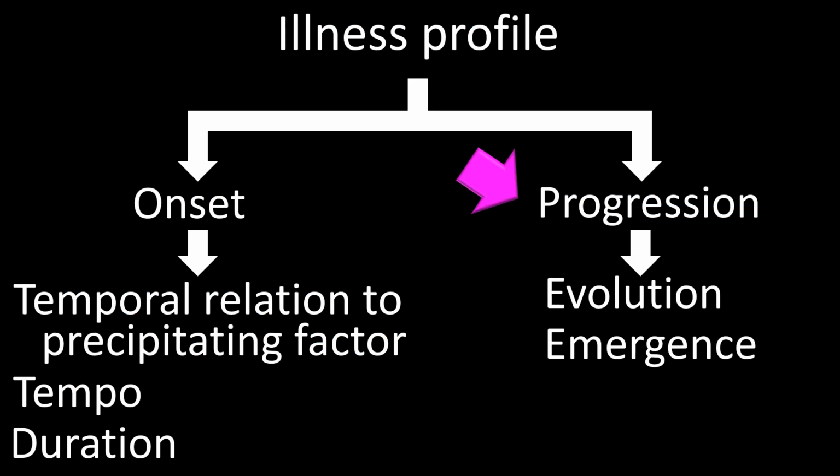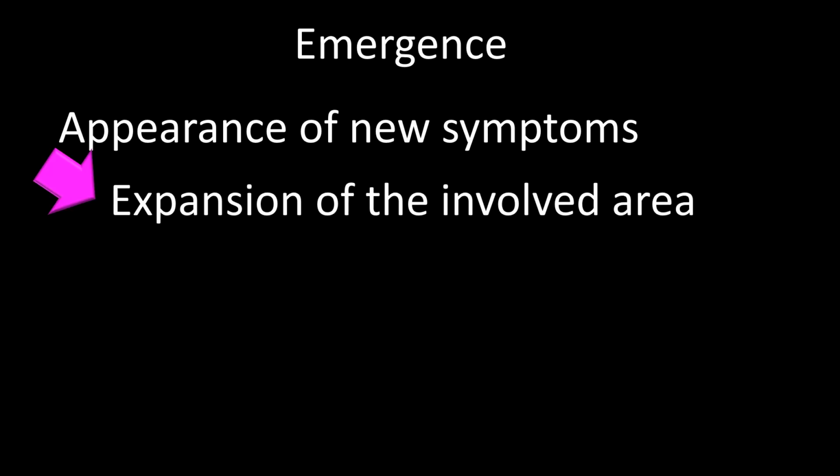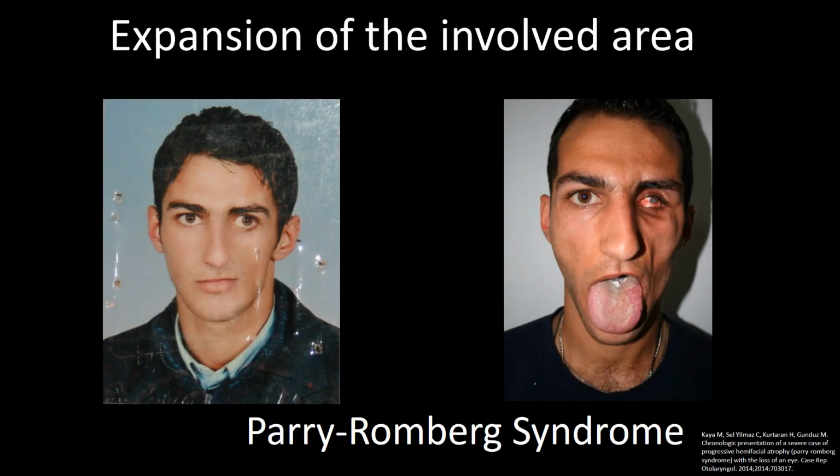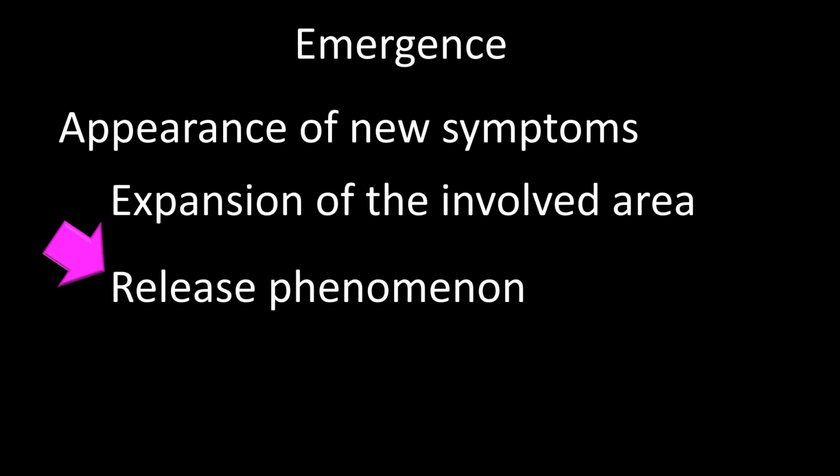The second component of progression is emergence of new symptoms. In neurology, new symptoms appear due to expansion of an involved area. This photograph depicts expansion of involved area by pathological process. This condition is called Perry-Romberg syndrome. As you can see, eye abnormalities were not present initially. This occurrence indicates deterioration of illness.